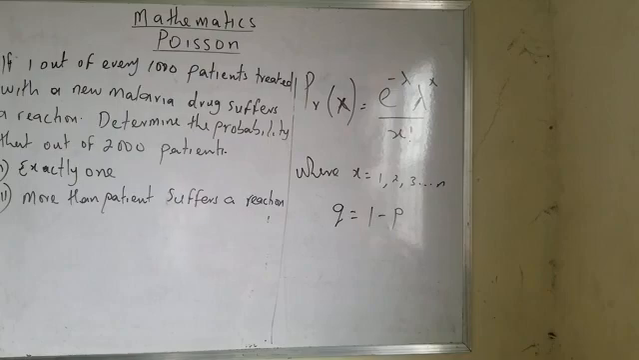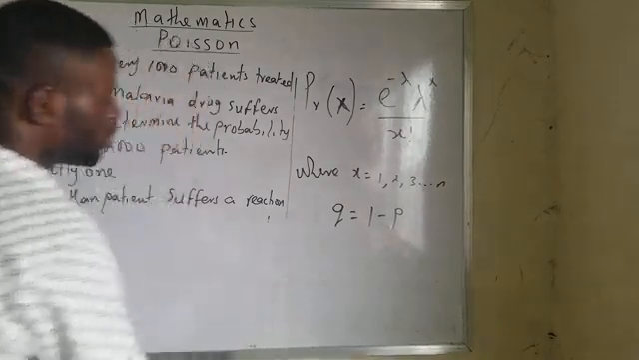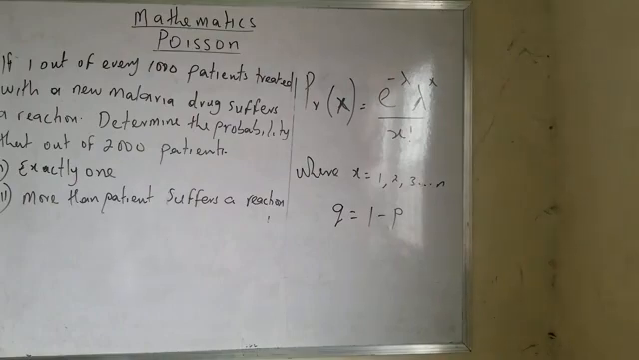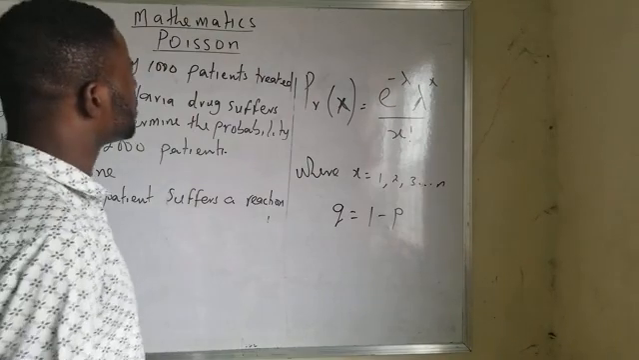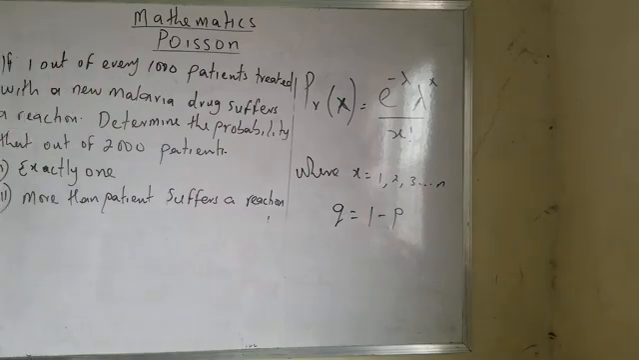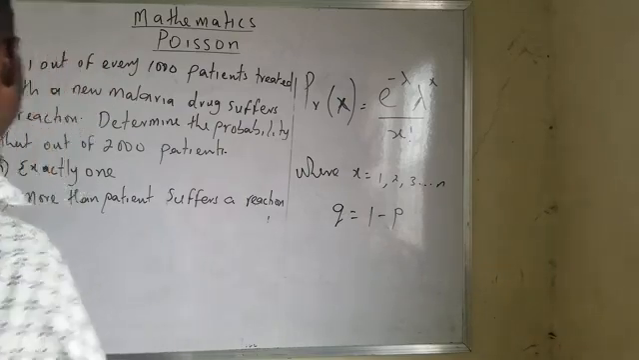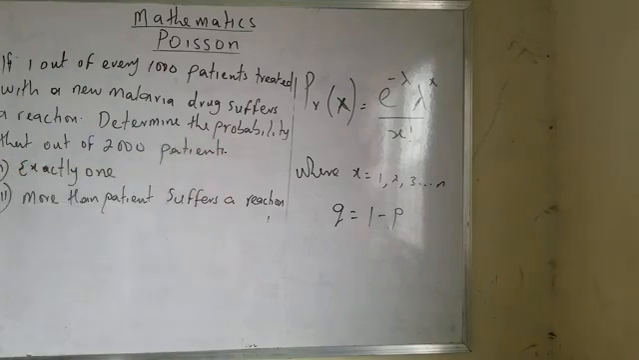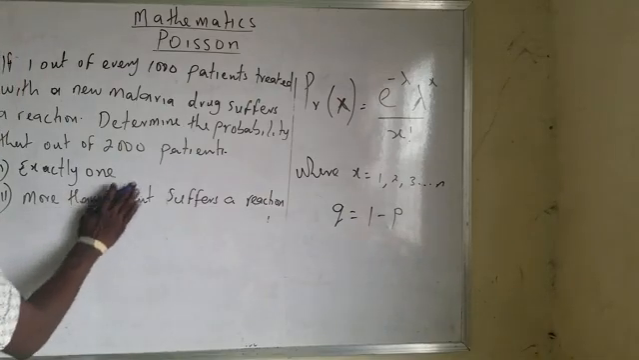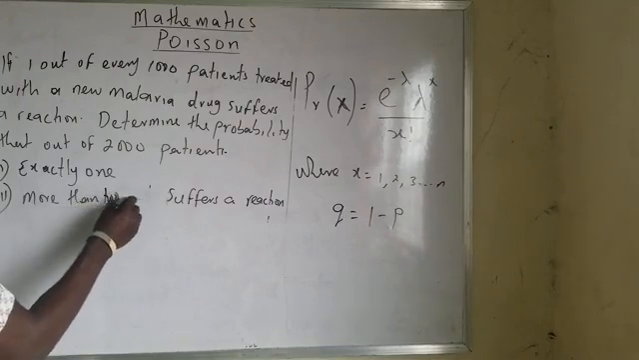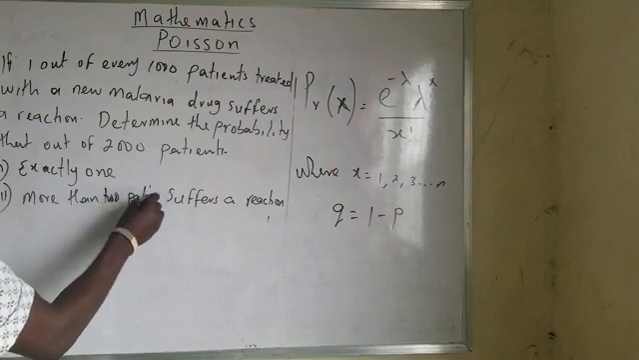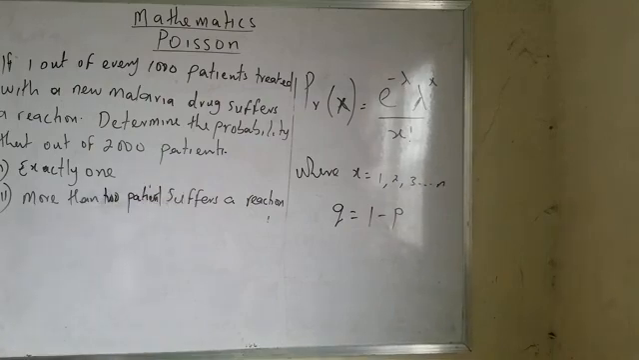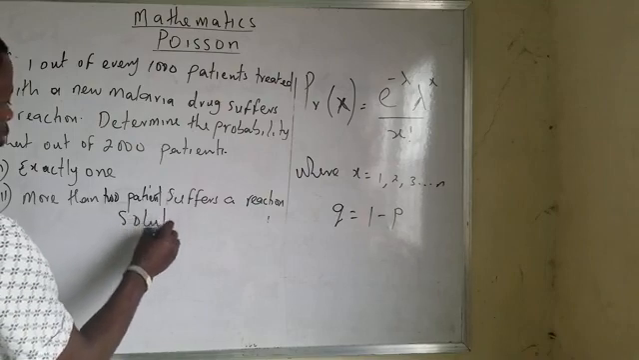At least with this question we'll be able to do one or two, and explain myself very well. Now look at this very good question. If 1 out of every 1,000 patients treated with a new malaria drug suffers a reaction, determine the probability that out of 2,000 patients, exactly one, and more than 2 patients, suffered a reaction. Now, let's solve this question and see how it will go.